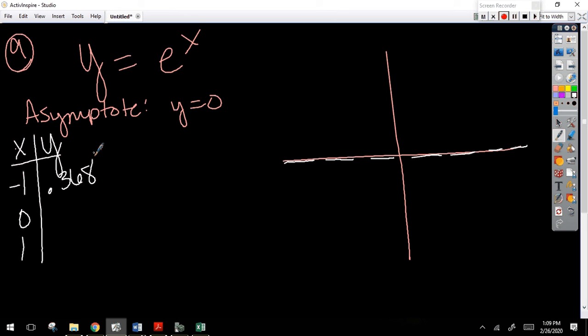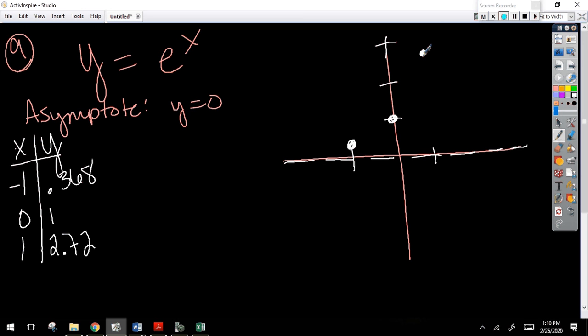How about 0? E to the 0 power. 1. How about e to the first? 2.72. All right, so let's graph them. -1, 0.3. You don't have to be really exact here. It's almost to halfway, not quite. 0, 1, and 1, about 2 3/4.